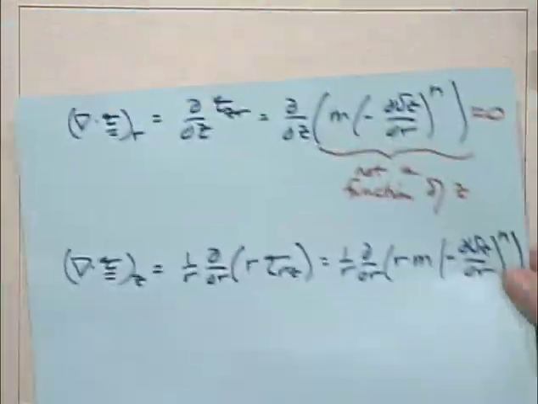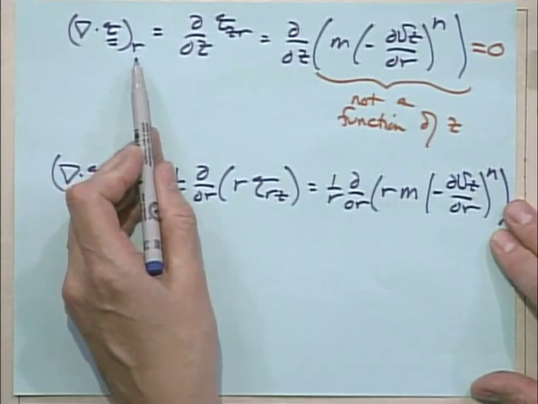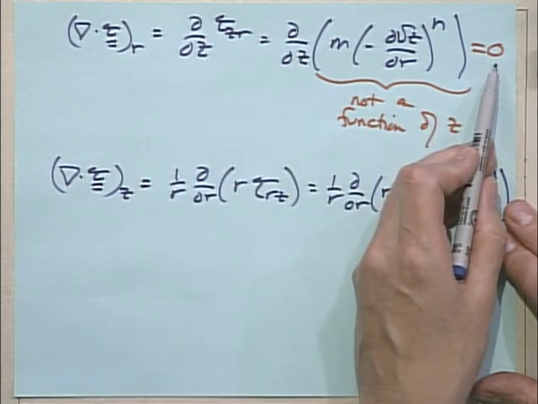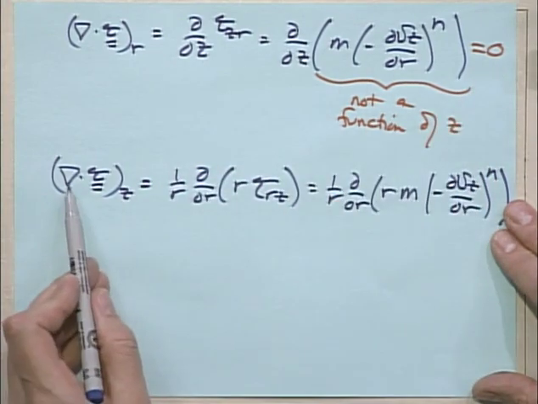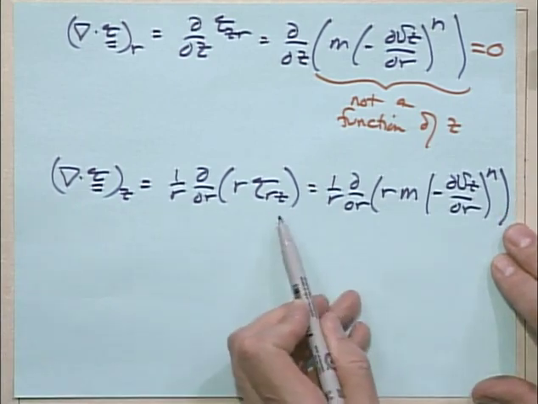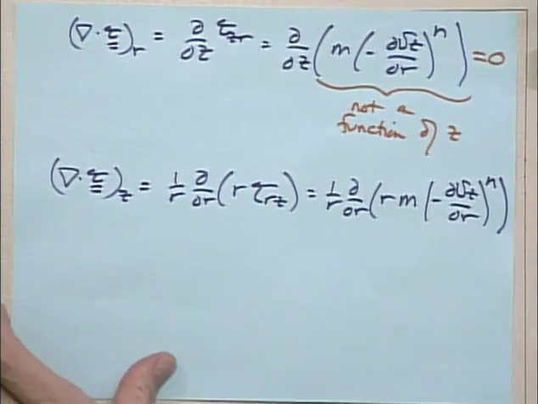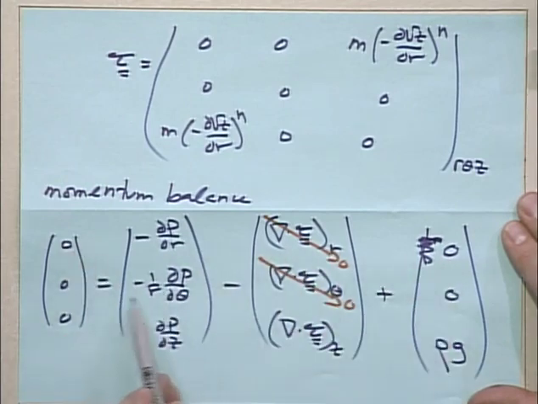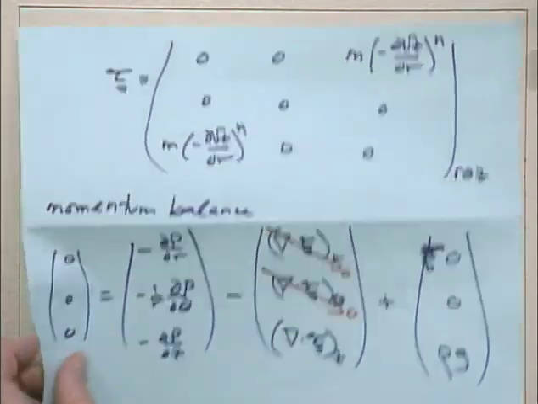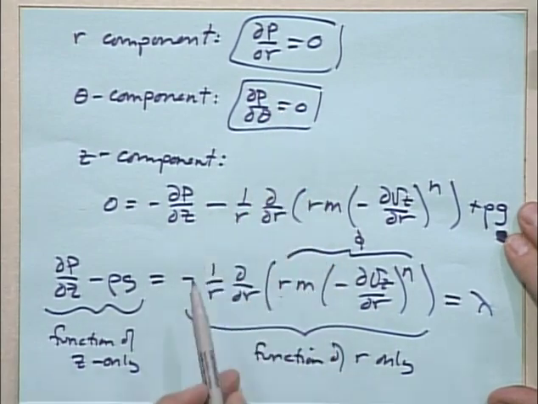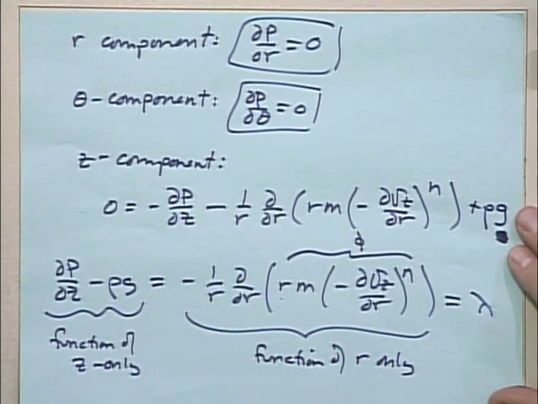So we evaluated those two terms. Here's the r component, putting in what we now know tau is. Because it's not a function of z, the whole thing goes to 0. The z component does not go to 0. It has these r derivatives in it, so we just plug in our tau component, and we have this term. So our momentum balance has dp dr equals 0, dp d theta equals 0, and this equation for the z component. The z component is big, but not too difficult.